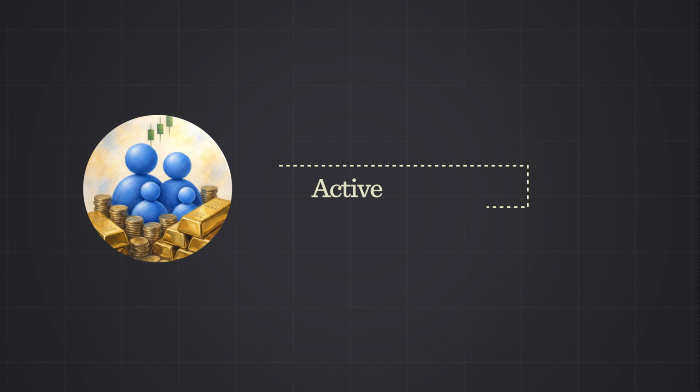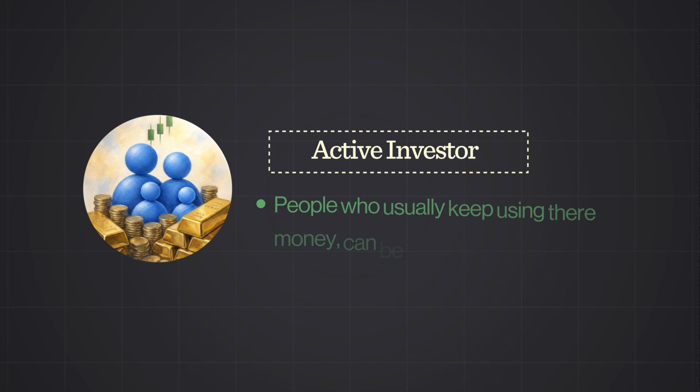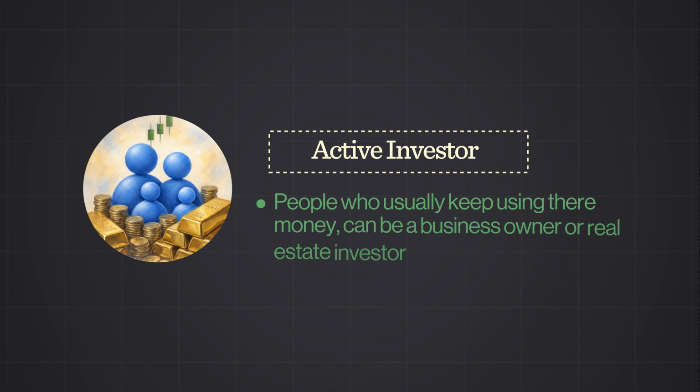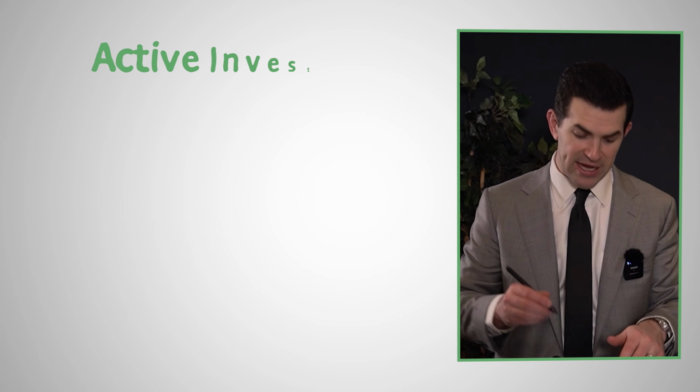The second type is what I call the active investor. This is someone who is constantly using their money, like a business owner or a real estate investor. But when they learn about cash value life insurance, what they see is that their money will grow somewhere between 4 to 5%, usually a bit faster than what they're getting in cash at a bank, but they can also use the policy like their own bank. So let's pretend that you're an active investor.